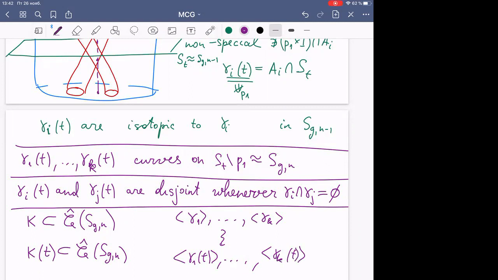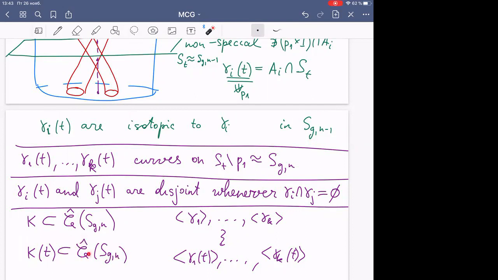This can be a different subcomplex, since our curves are isotopic only after forgetting a puncture. Before forgetting a puncture, they are not isotopic, but they are disjoint whenever these curves are disjoint. So this subcomplex is well defined. So at any non-special moment of time, we have a subcomplex here.